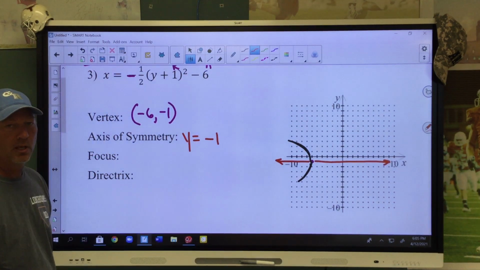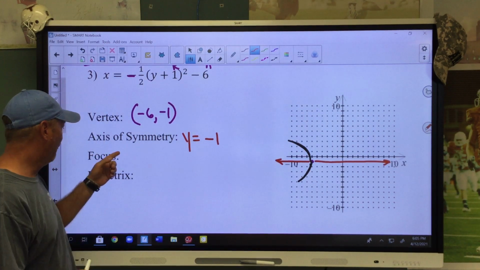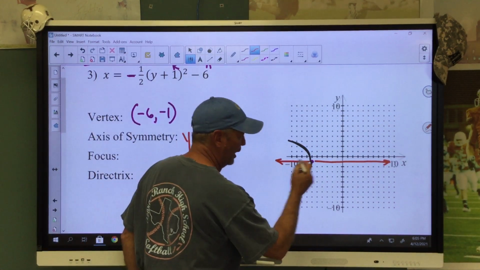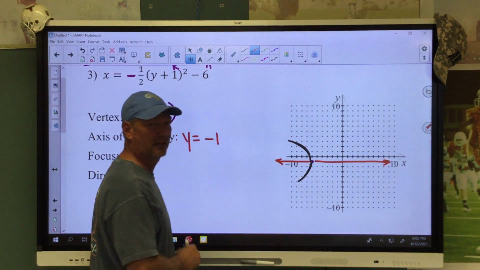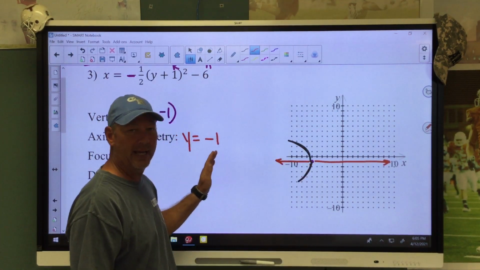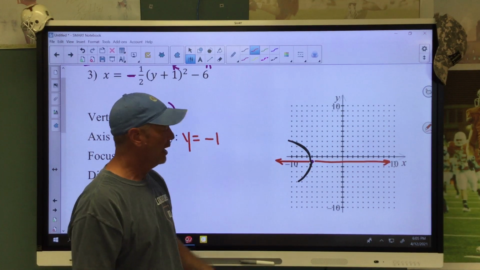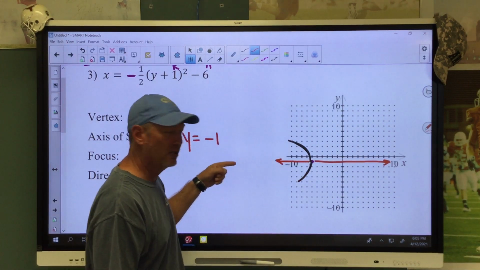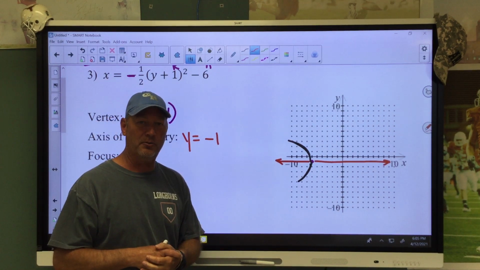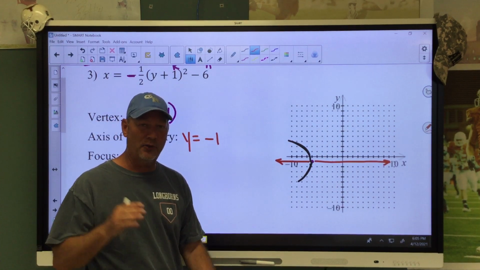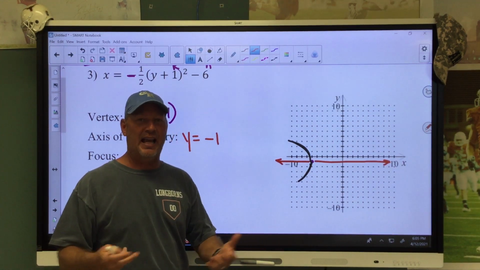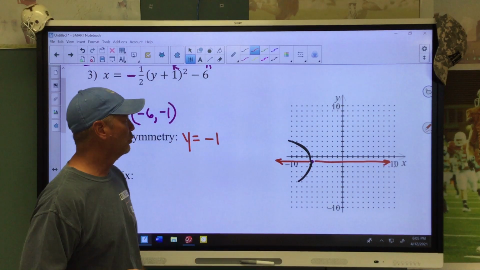Okay? Now we need to find our focus and our directrix. Our focus will be on the axis of symmetry, and we're going to have to move left and right to find these two things. So if we're going to move left and right to find these, we're going to have to make an adjustment. We're going to have to add or subtract to my x value because we're going left and right. Okay? The question is how much? So here's what we do.